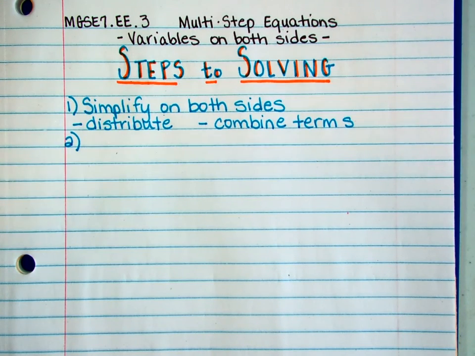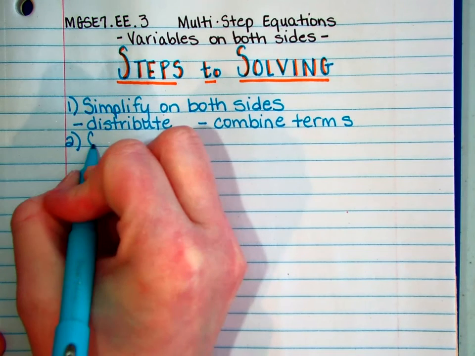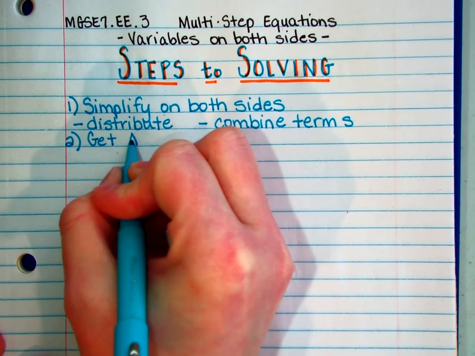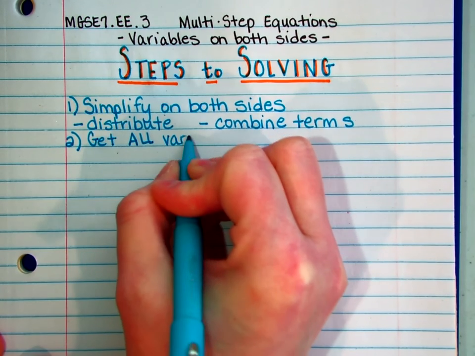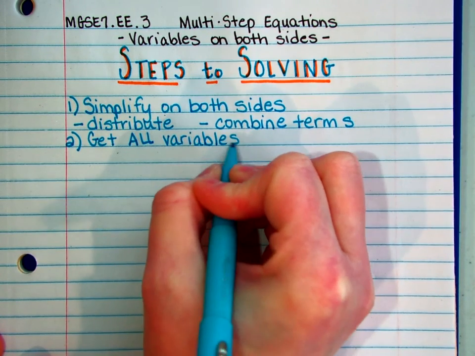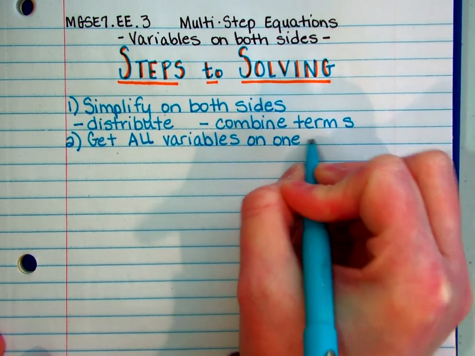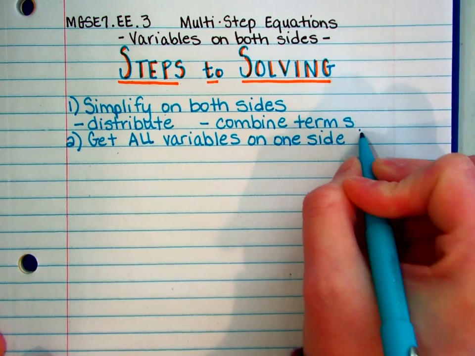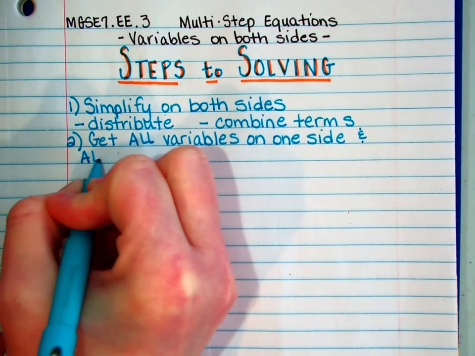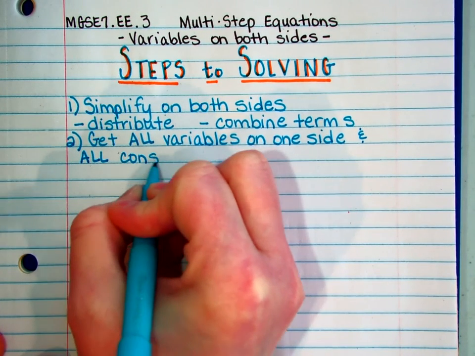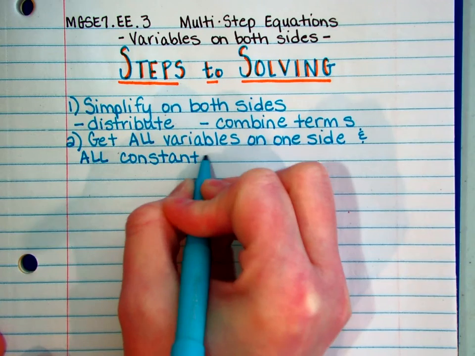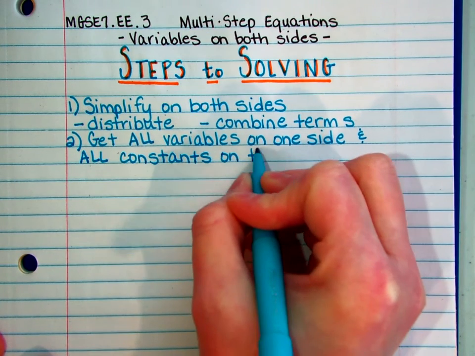Then our second step is to get all the variables on one side of our equation. So we're going to move all variables to one side and all constants to the other side. We'll do this by adding or subtracting them in order to move them. So get all variables on one side and all constants, that's just your regular numbers, on the other side.